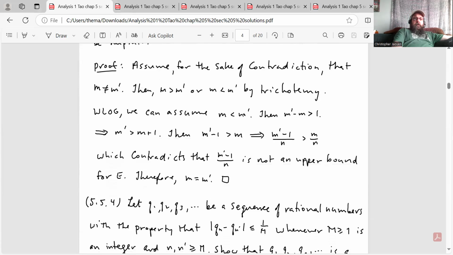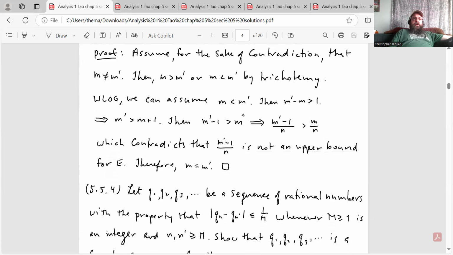All right, here's my proof. Assume for the sake of contradiction that m is not m prime. Then m is greater than m prime or m is less than m prime by trichotomy. Without loss of generality, we can assume that m is less than m prime by symmetry, right? Then m prime minus m is greater than 1, implies m prime is greater than m plus 1.